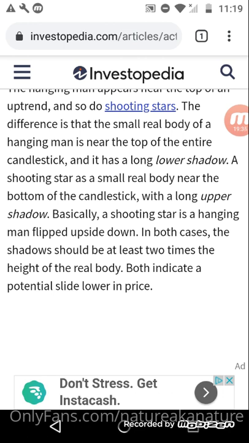It has a long lower shadow, about 2 or 3 times the real body, little or no upper shadow, and a small real body at the top. The color is really not important. If you see it in an uptrend, it's called a hanging man. If you see it in a downtrend, it's called a hammer.